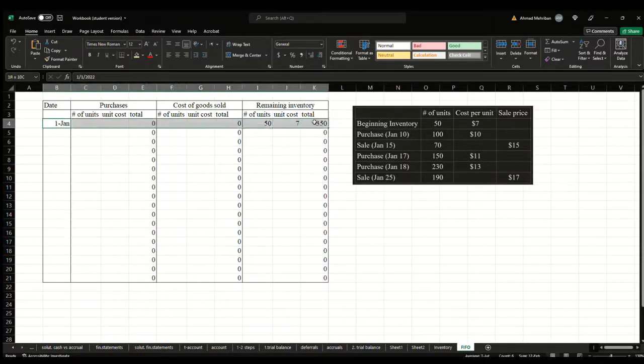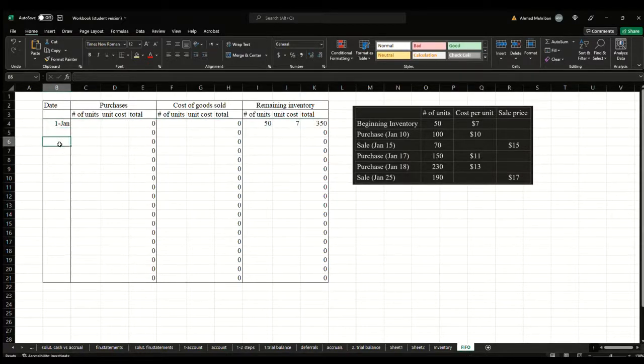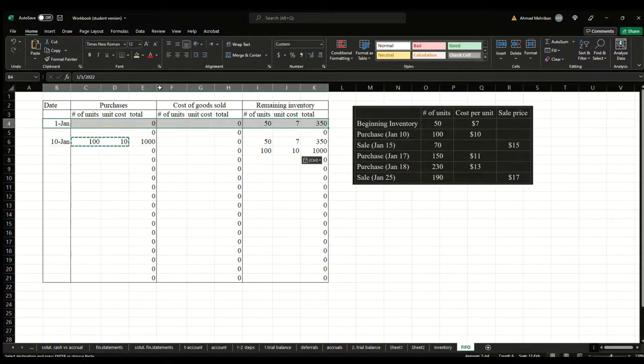I can underline it, leave it like this, and then add purchases. On January 10, this company made a purchase of 100 units, each costing $10, which gives us a total cost of 1,000. We didn't sell anything, so no cost of goods sold. The remaining inventory at this point is exactly the same, so we shift it down and add this new inventory. I can just underline it so it doesn't confuse you that much.